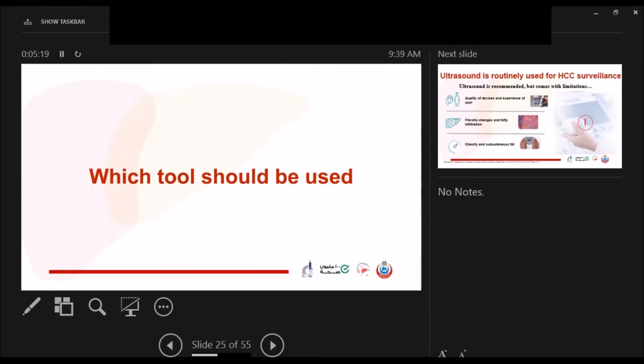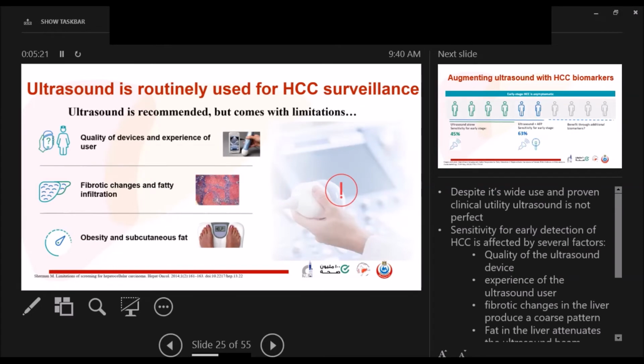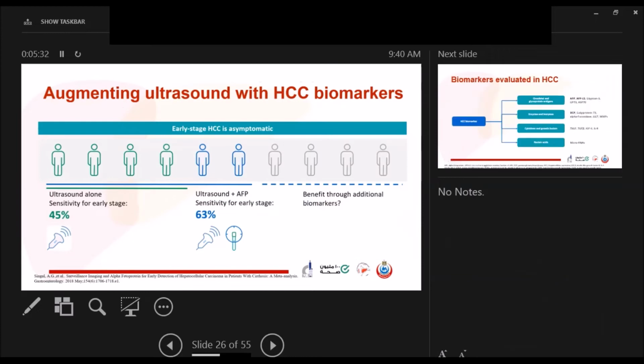So which tool should be used? Easier tools, affordable tools, less costly tools are the best. First of all, ultrasound is routinely used for HCC, but it has some limitations. So it's recommended to augment ultrasound with another HCC biomarker.